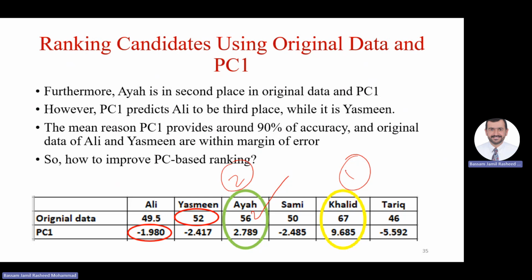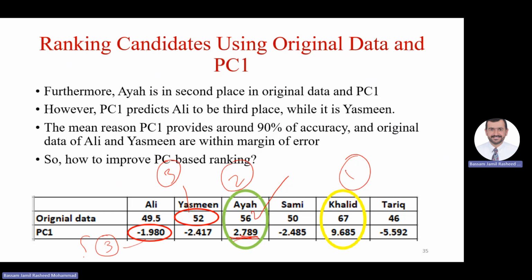Let's see if Aya has the second highest points using PC1. Well, it turned out she does. She scores 2.789. She's the second highest on the PC1. Okay, let's look at the third candidate, and here is where the trouble starts. Well, it's not trouble because there is a limit of how much PC1 can give you. The third candidate, according to the original data, is Yasmin. However, PC1 is saying, no, it is Ali. All right. And that is when we got into the error, Hassan.